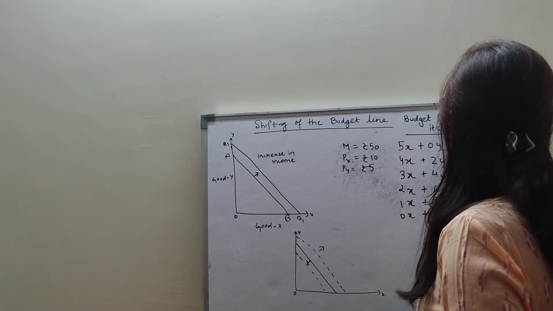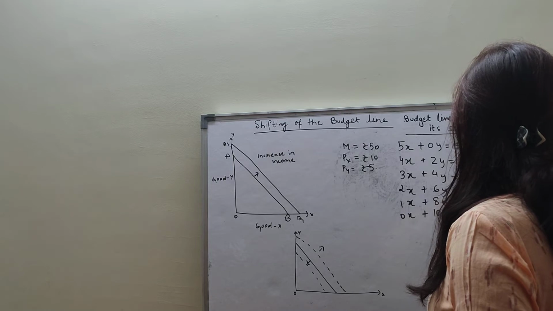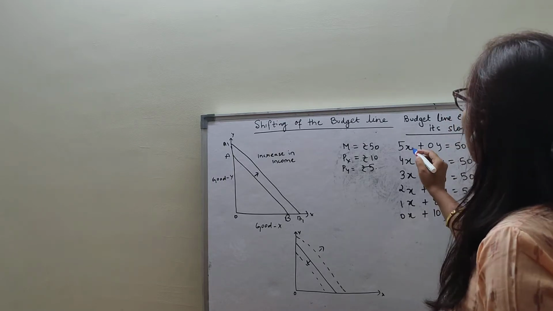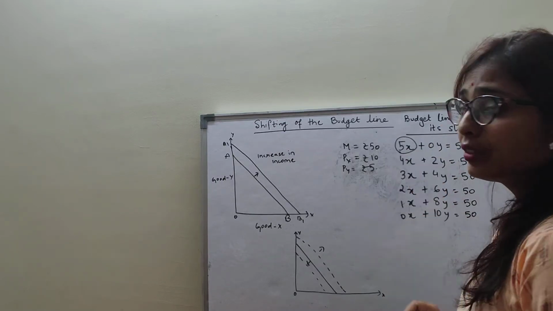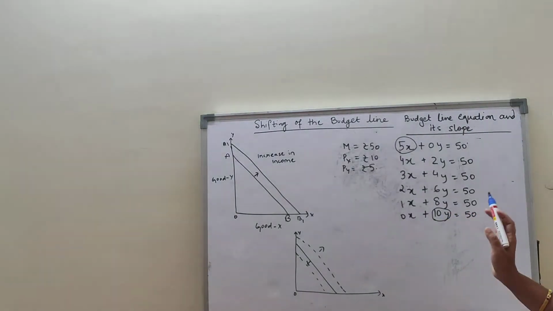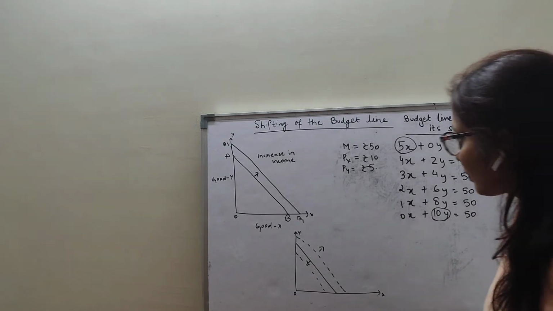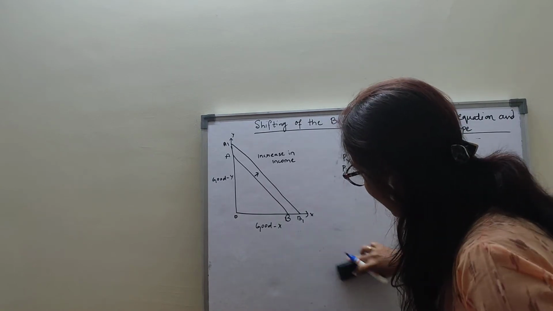These are the combinations that the consumer can buy with the given income. Here you can see that the maximum unit of X that can be purchased is 5 and the maximum unit of Y that can be purchased is 10 with the given income. Now if we derive the budget line diagrammatically, we can see that.